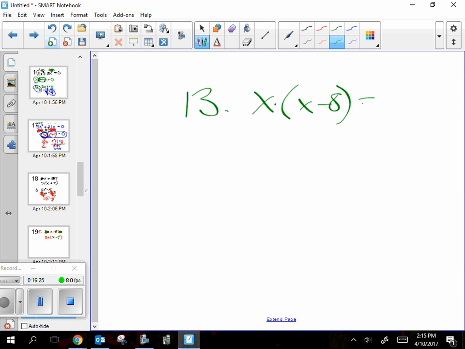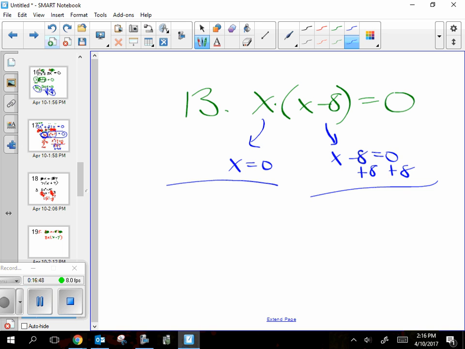And if I was going to do this one, I would think of it as 2 mini equations. X equals 0 and x minus 8 equals 0. And you both can solve those like that. Come on, that's super easy. It may seem complicated because you got to write 2 things, but they're easy. You add 8 and you're done. X equals 0 is already x equals 0. I don't have to do anything to that, right?